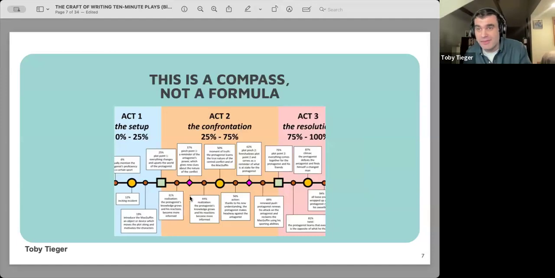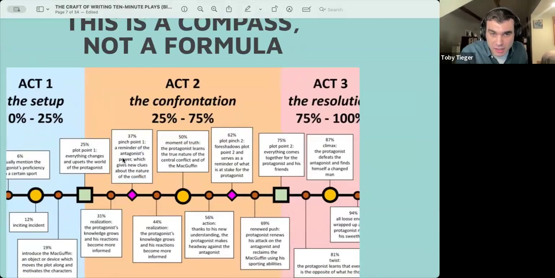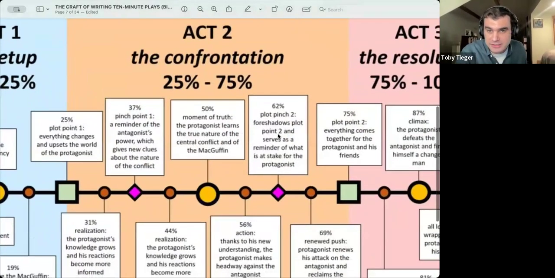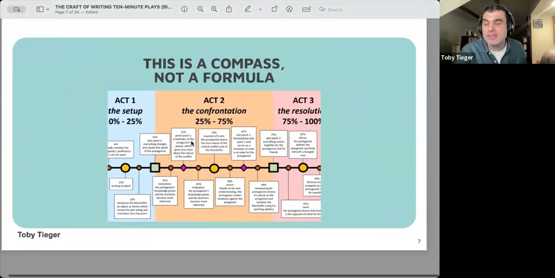And the final thing of vamping before we get into it: this is helping you build a compass for yourself. This is not a formula. So for anyone who can't see, this is talking about the pinch point and pinch point number 2, the plot point, and the moment of truth.